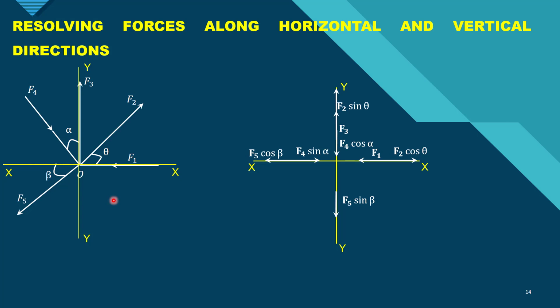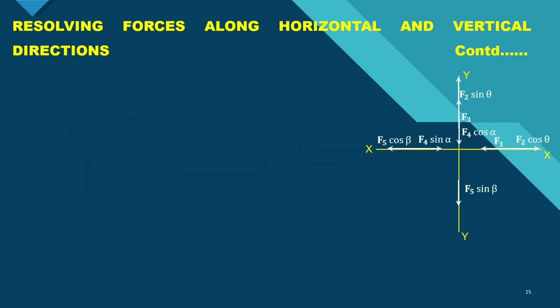Now, what is the next step? We need to find out the algebraic sum of all the horizontal forces. Similarly, we need to find out the algebraic sum of all the vertical components. So, we'll write down the equations sigma V and sigma H. First one is sigma V. Here you can see some forces are acting in the upward direction and some in the downward direction. Similarly, on the horizontal axis, some forces are acting towards right and some towards left. So, we need to give sign also.